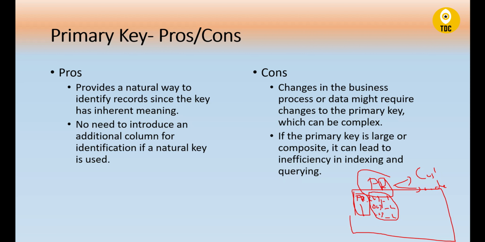If the primary key is large or composite, it can lead to inefficiency in indexing and querying. What does primary key large mean? There might be 10 million or 20 million or 1 billion records, right? Say for example, in a particular transaction table you are uniquely identifying a transaction with a transaction ID, but since it has nearly 1 billion records, it can lead to inefficiency when indexing or querying that particular table using that primary key, right? That would be another con of using primary keys.